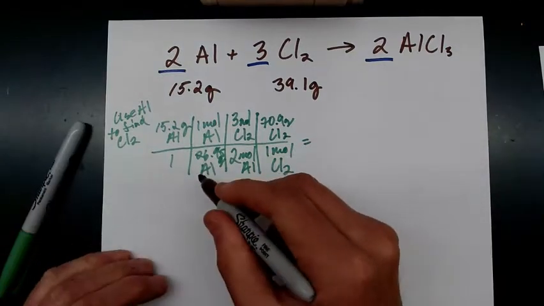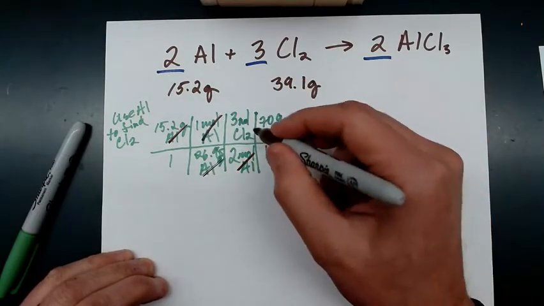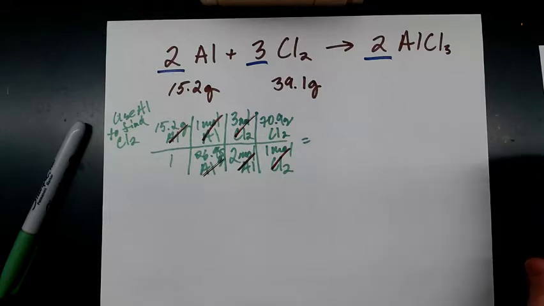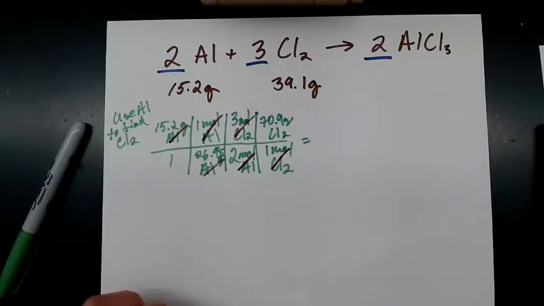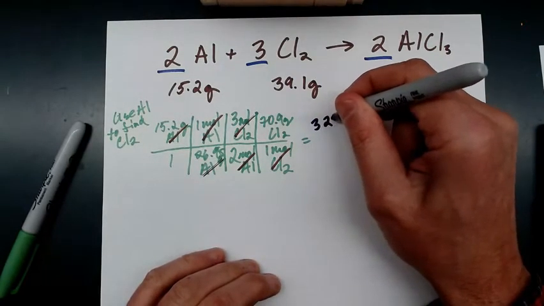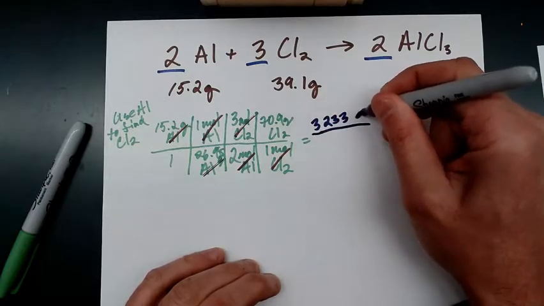All right, so now when I do my math, what am I going to get? Well, the first thing is, you always want to make sure, even though you've set it up this way, that everything's making sense and you've put things in the right spot, and then you're going to multiply across. So I'm going to multiply my 15.2 by 3, and then by 70.9, and I get a total of 3,233.04. So I'll write that down. And I know this is going to be grams of Cl2.